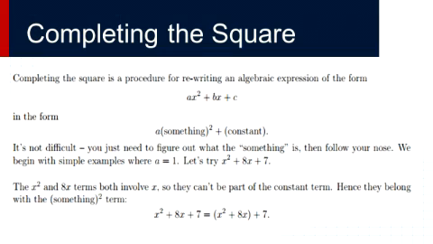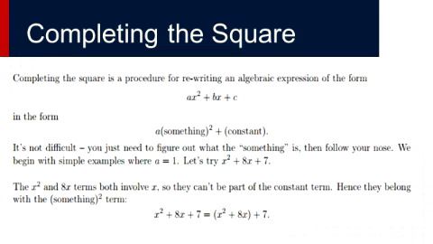Completing the square is a procedure for rewriting an algebraic expression of the form ax squared plus bx plus c in the form a something squared plus constant. The concept itself is not difficult. You just need to learn how to find what that something is. We begin with simple examples where a equals 1.